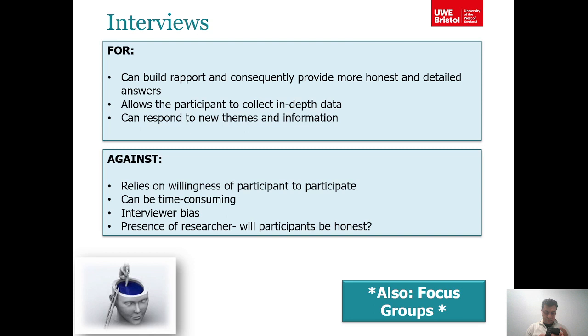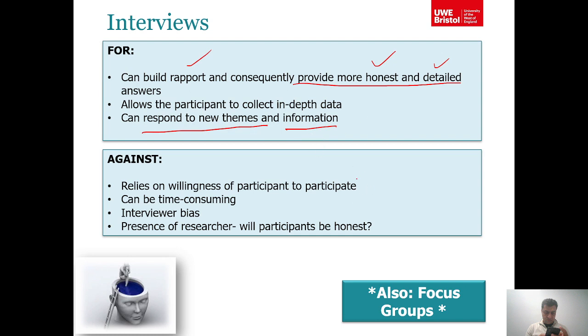Some for and against for the interview. First of all, the interview can build rapport and consequently provide more honest and detailed answers. So obviously, when your purpose is to generate theories, when your purpose is to explore something which has not been explored in a lot of detail, then you need to go into an in-depth data collection. So then you have a very good method, that is interviews. And when you're collecting data through interviews, sometimes you also come up with new themes, because when you're making a constant comparison of the data that you're getting from the interviews, there are new themes which are emerging from the data. So in that way, it's a very interesting way of collecting in-depth data.